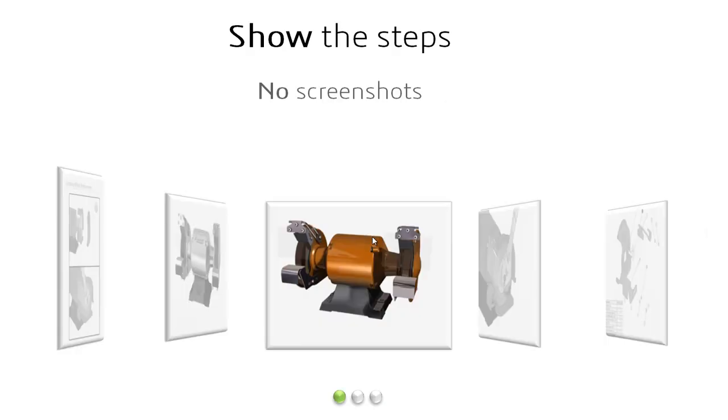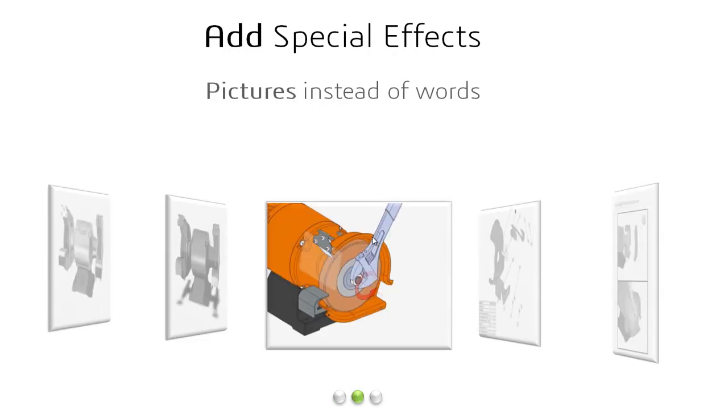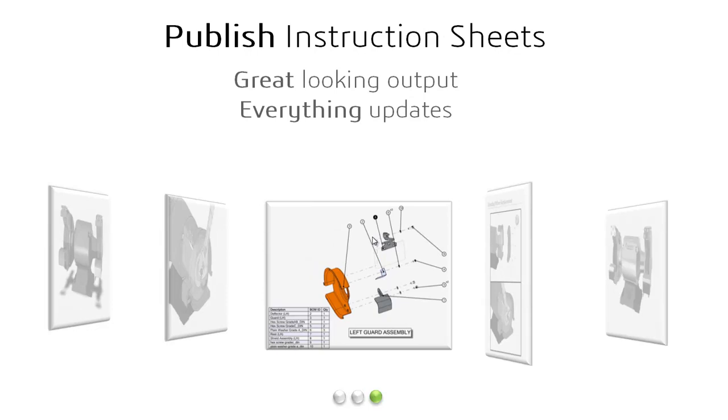We went through 3 workflows to produce our instruction manual. First, we staged that virtual photo shoot and showed all the steps for our procedure, and we did it without any screenshots or digital photos. Next, we added some special effects to help us detail out those complex procedures using pictures instead of words. And finally, we made some great looking output, published our Word document, and we saw that all the work that went into staging those scenes updated automatically when the SolidWorks model was changed.